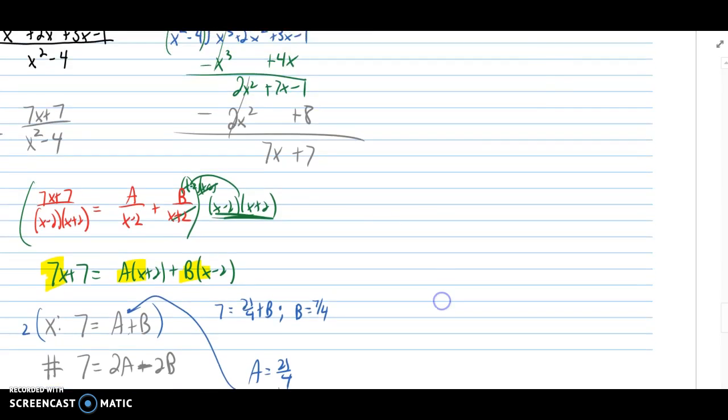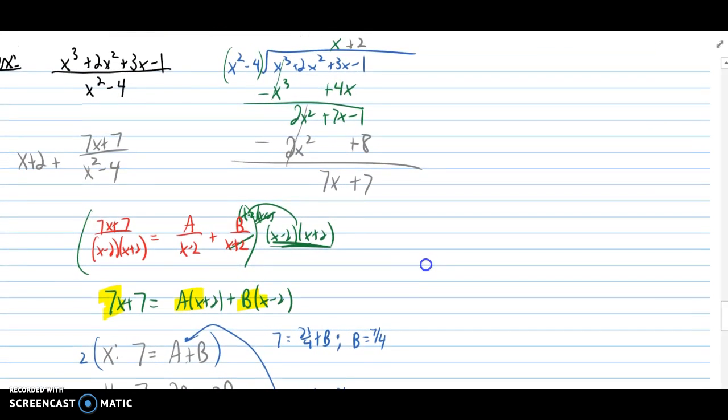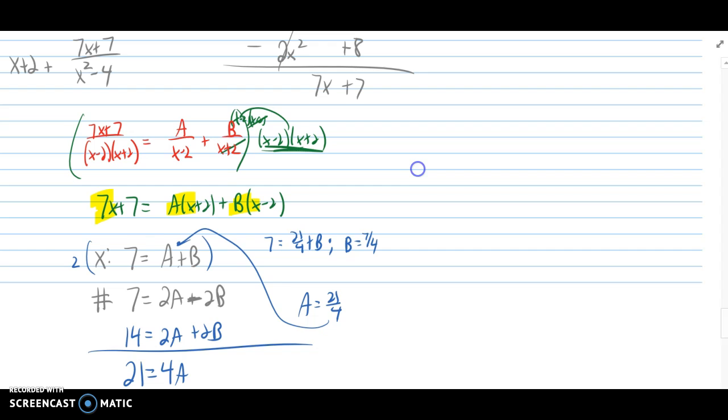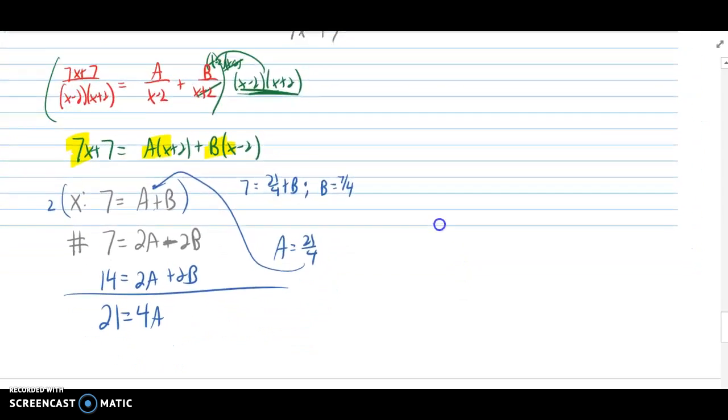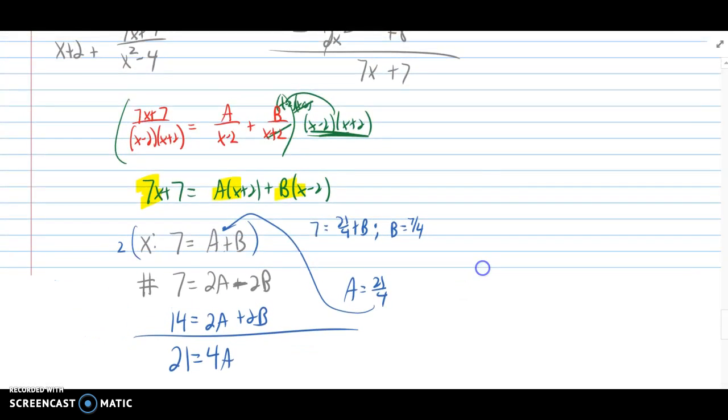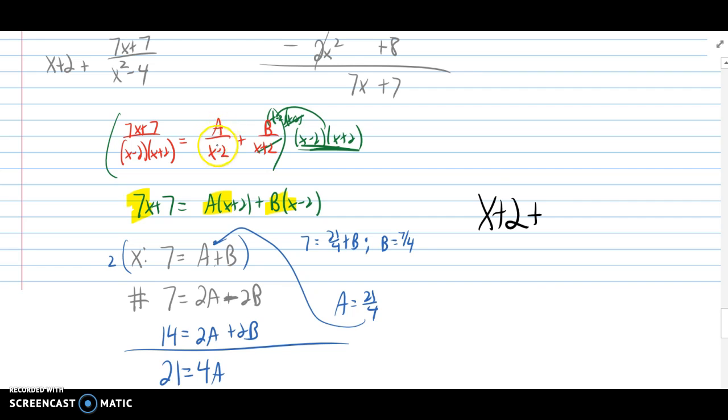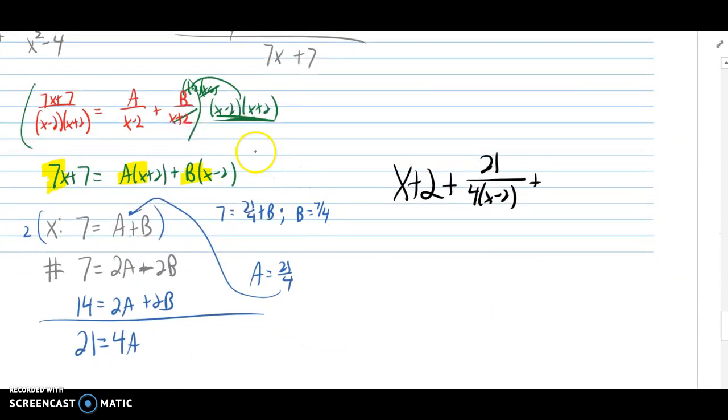So from this original problem, scroll up a little bit, that's in black, we did the division, then we decomposed the remaining fraction. So our answer is going to be x plus 2, which was the original quotient, plus a over x minus 2. So 21 over 4 times x minus 2, that's 21/4, our a value, plus b is 7 over 4, so 7 over 4 times x plus 2.